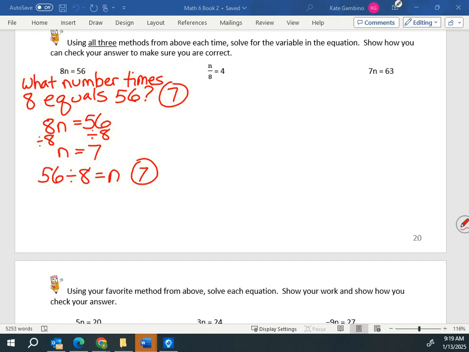Now we need to check our answer. So we're going to put that 7 that we got for each one of these. We got the same answer. We're going to put it in to see if it works. So 8 times 7 equals 56. 8 times 7 is 56. 56 really does equal 56. So I know I got the right answer.